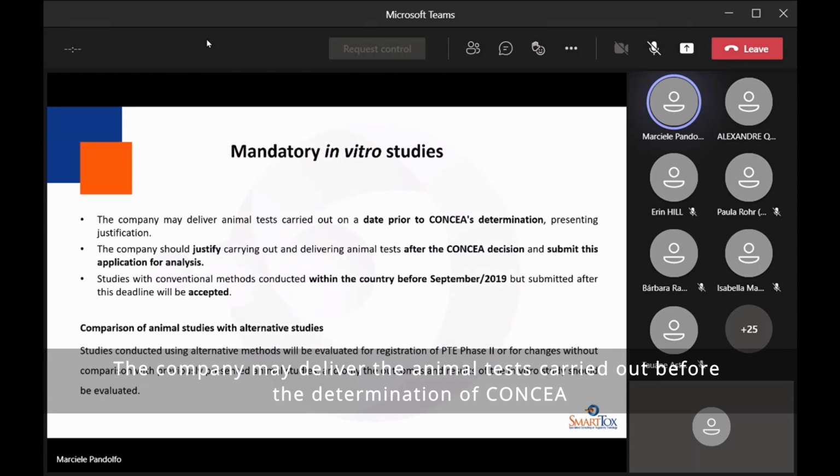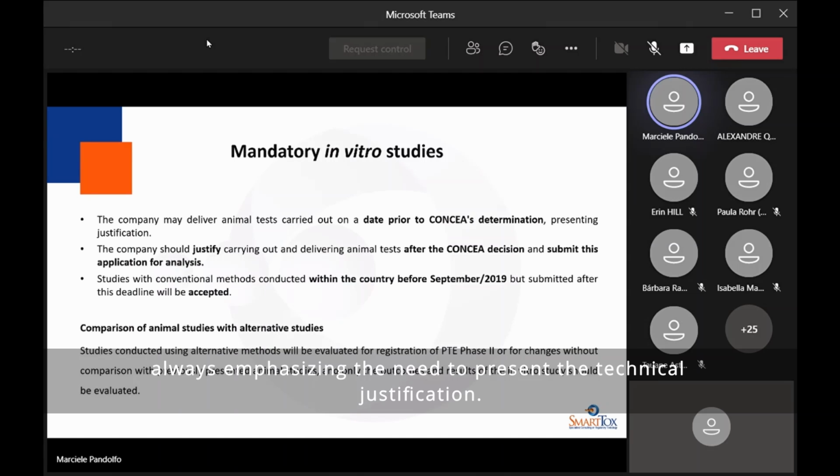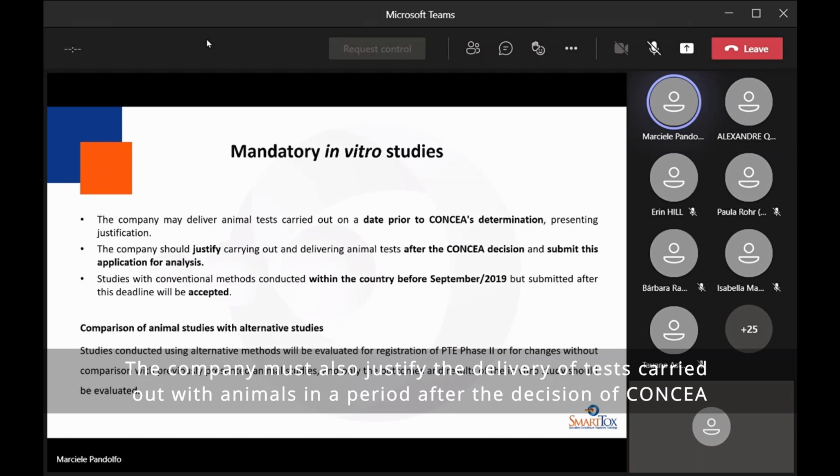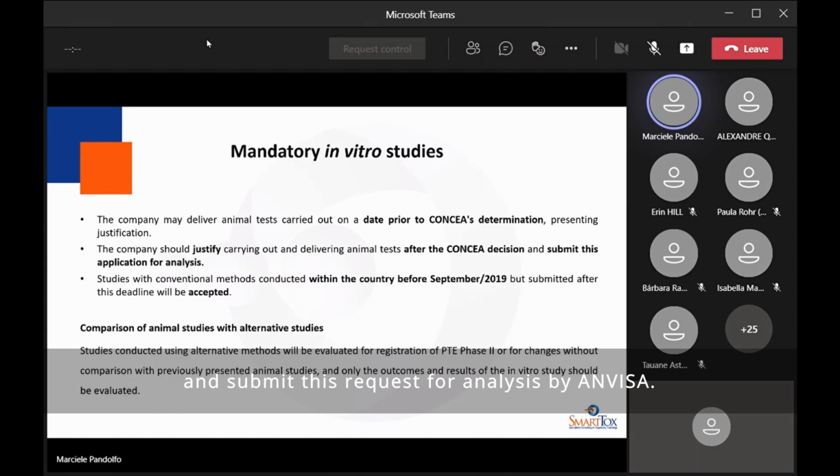A empresa poderá entregar os testes em animais realizados em data anterior à determinação do CONSEA, ressaltando sempre a necessidade da apresentação da justificativa técnica. E a empresa também deverá justificar a realização e entrega de testes realizados com animais em prazo posterior à decisão do CONSEA e submeter esse pedido para análise da Anvisa.